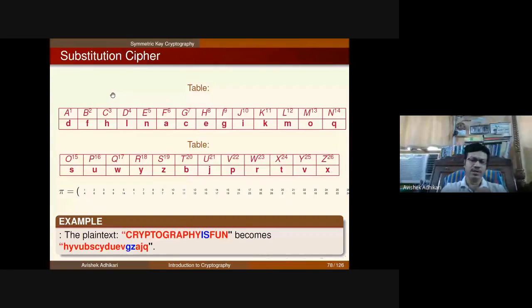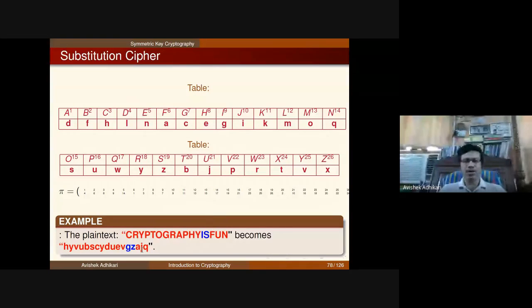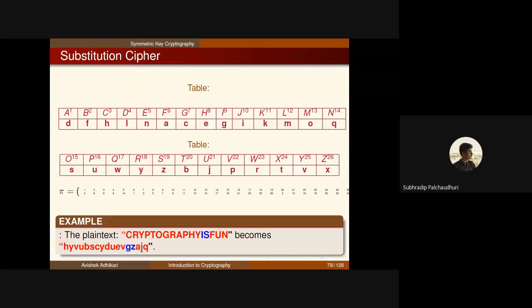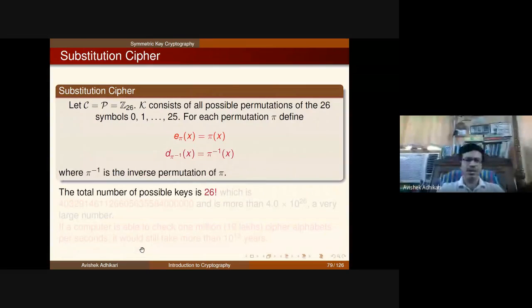So this is a particular one, but in general, suppose you have a ciphertext from a substitution cipher and you know everything, like it is done by a substitution cipher and you know how the substitution cipher is made. But if you don't have the permutation, then how many options do you have to try? It's 26 factorial. Very good. So it's 26 factorial.